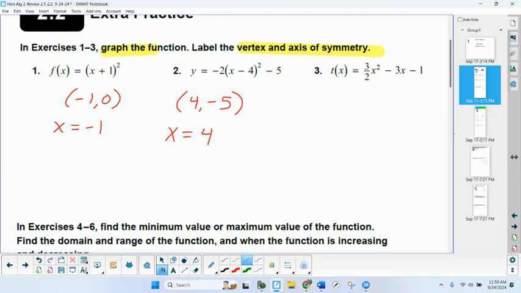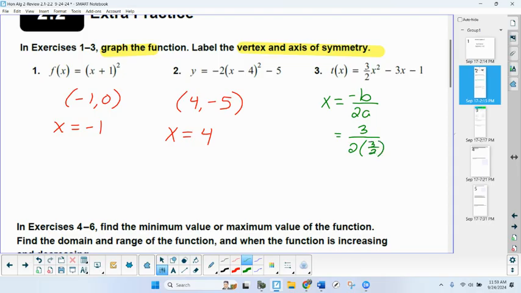All right. What about this one? It's in standard form. Can we tell which way it shifts? What's the formula for axis of symmetry? X equals what? -b over 2a. Now, when you do this, that would be +3 over 2 times 3/2.